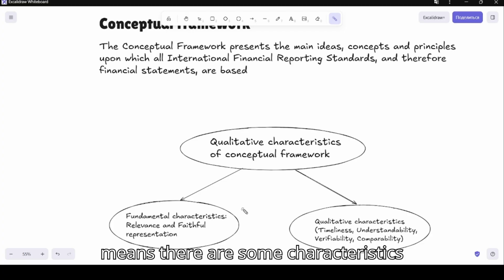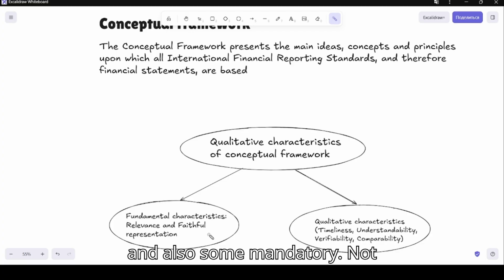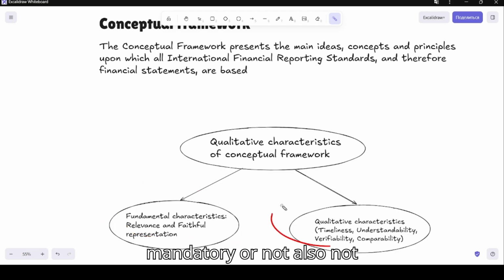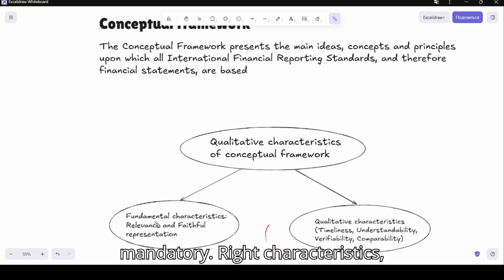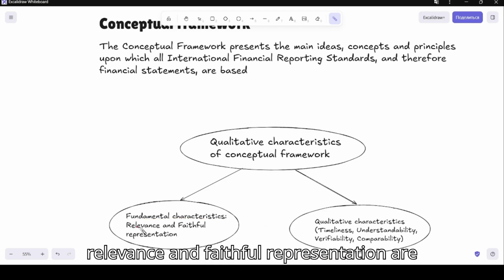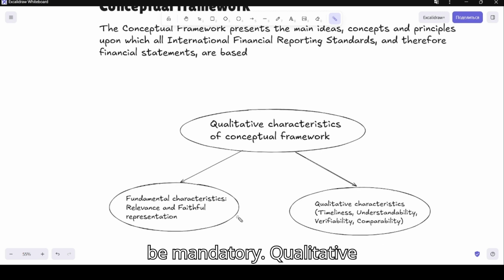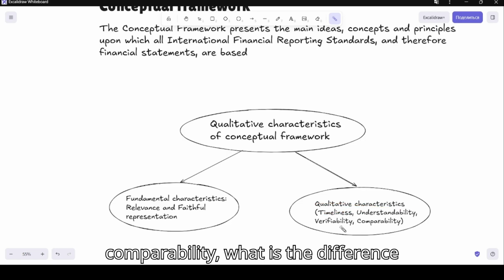That means there are some characteristics, some mandatory and some not mandatory, right? Relevance and faithful representation are fundamental characteristics. They should be mandatory. Qualitative characteristics: timeliness, understandability, verifiability, comparability.